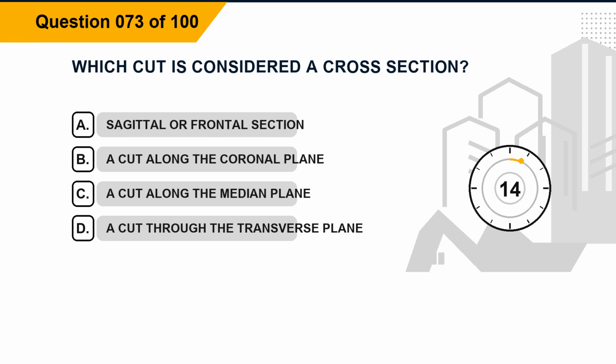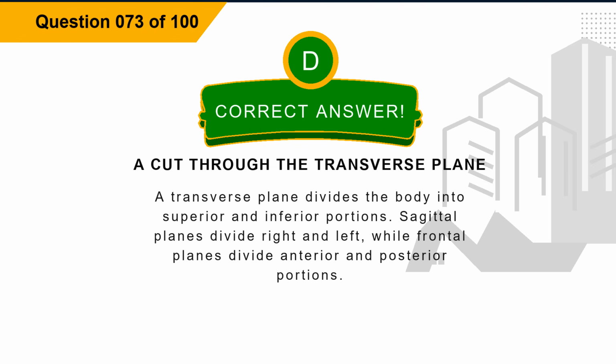Question 73. Which cut is considered a cross-section? Option A. Sagittal or frontal section. Option B. A cut along the coronal plane. Option C. A cut along the median plane. Option D. A cut through the transverse plane. The correct answer is option D. A cut through the transverse plane. Explanation. A transverse plane divides the body into superior and inferior portions. Sagittal planes divide right and left, while frontal planes divide anterior and posterior portions.